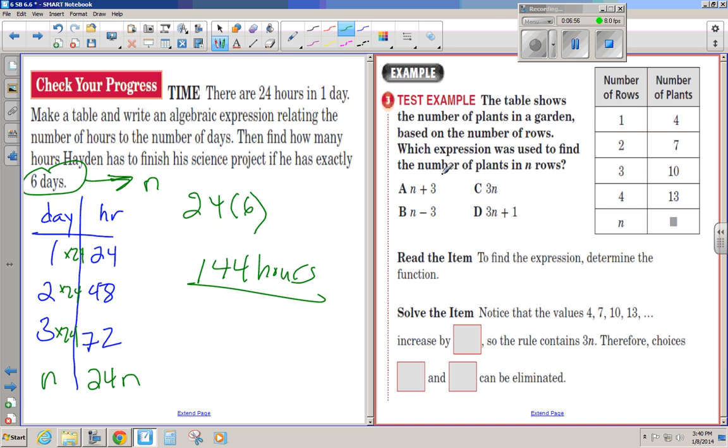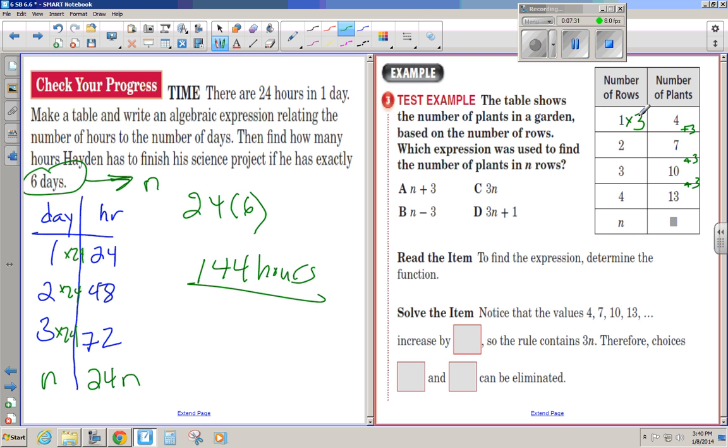All right, here we go. Multiple choice. The table shows the number of plants in a garden based on the number of rows. Which expression was used to find the number of plants in r rows? Well, let's look here. 1 to 4. 4 plus 3, 7 plus 3, 10 plus 3. We're adding 3 each time, which means, since it's arithmetic, it's the position times 3.